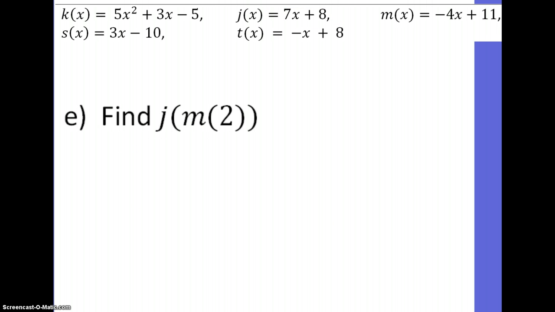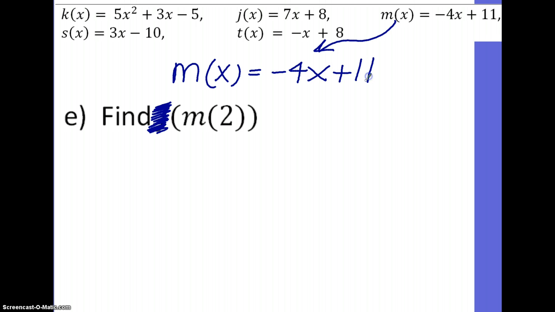Okay, on this one, I'm going to pretend that j isn't there for a minute. Because we have done problems where it says find m of 2, and I'm going to bring this down here, where it says m of x equals negative 4x plus 11.